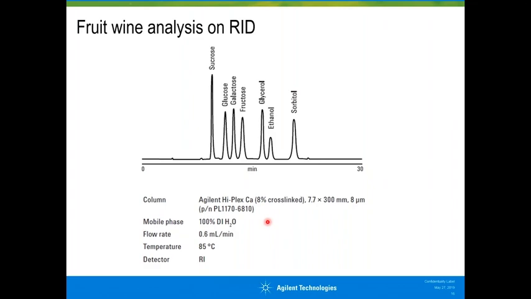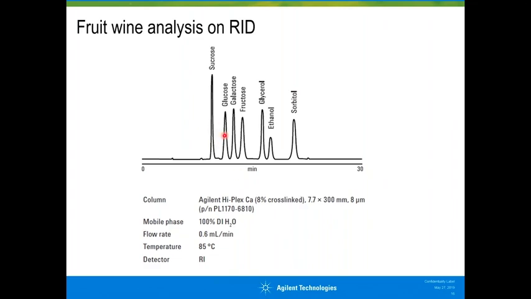High temperature analysis is performed normally for these kinds of applications. So the column temperature is kept quite high at 85 degrees, and maybe the refractive index temperature would be maintained at around 55 degrees, which is the maximum. If you can see, all the sugars are very well separated. This is a chromatogram of a sample of fruit wine. Of course, for this kind of analysis, you need to inject standards first, develop the method using the standards of the analytes that you want to detect, and then inject your sample.